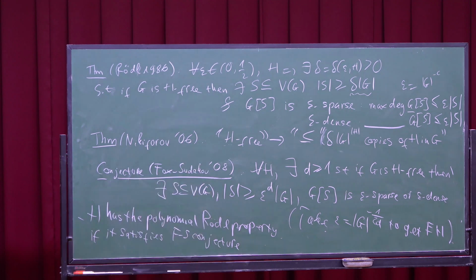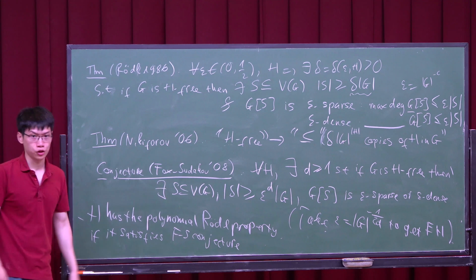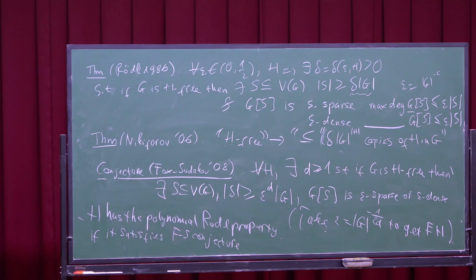And then you can see the polynomial Rödl property implies the Erdős-Hajnal property. I have a question. In Rödl's theorem, the condition is that G_S is epsilon sparse or epsilon dense. We only need one of them. And for sure, if epsilon is too small, then you cannot have both of them, right? Yeah, so what it says is exactly one of the two outcomes has to happen.